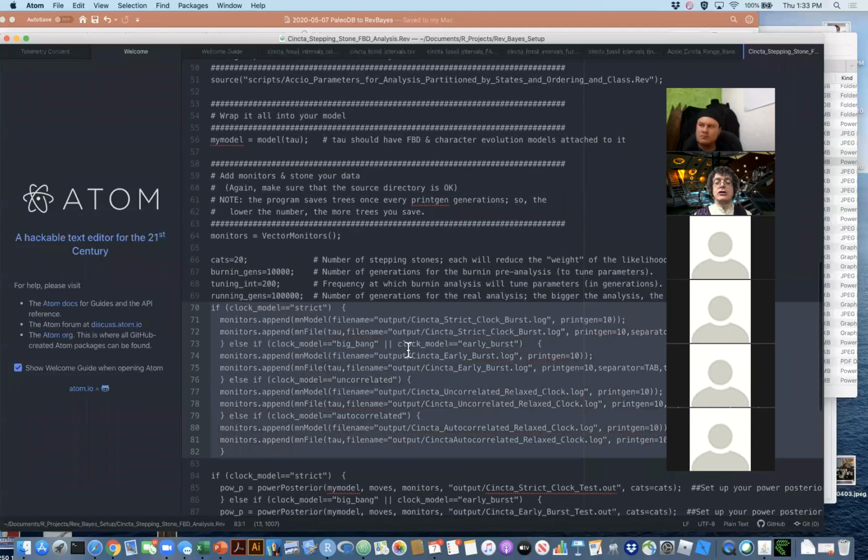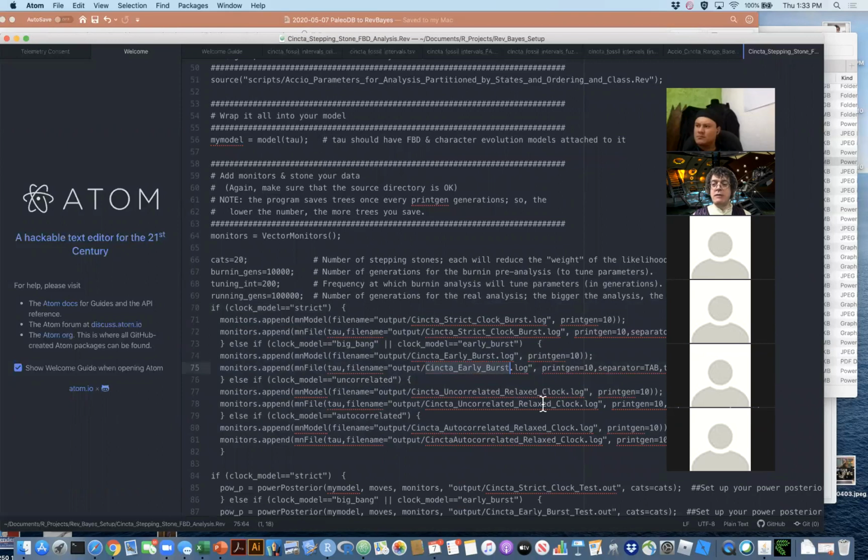It's basically going to execute the stepping stone analysis depending on which of the character evolution models you had. And the important thing, and why I have it set up, is that it'll output different named files. So you don't make the mistake of, say, doing your strict clock, then you do your early burst, and you accidentally use the same file names and erase what you had before, because I've done that. You don't want to do that.